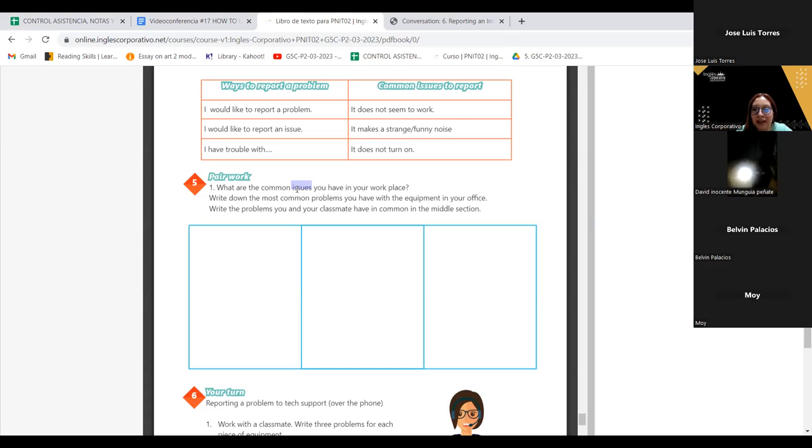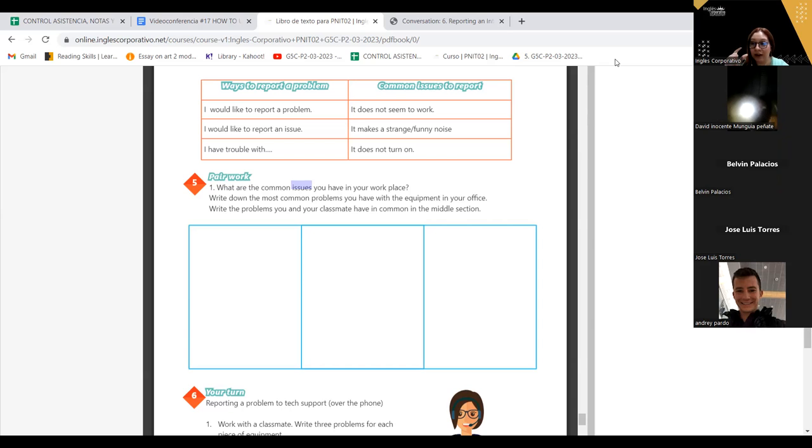So, les voy a dar 5 minutos. Este es individual. Van a contar de una, cualquier cosa, les decía, cualquier aparato o equipo de su trabajo que les dé problema o que ustedes vean que da problema en general, ¿right? Y van a hablar sobre eso. Un párrafo cortito. No es nada extenso, ¿right? Contándome cuál es el problema. ¿Por qué se presenta normalmente? ¿Ok? So, son las 8:19, tienen hasta las 8:25 para que lo puedan escribir. Algo corto. Eso es individual. Cada uno de ustedes me va a narrar eso. ¿All right? Tienen 5 minutos a partir de ahora.